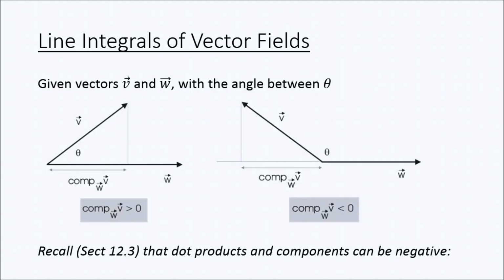Now, before we get any further, I want to recap. Going back to section 12.3, remember, our dot products can be negative. So you may calculate the work done and end up with a negative value as your answer. Because remember, if we have an acute angle between two vectors, and I'm using vectors v and w here, if that angle is acute, my component is positive. However, if the angle between v and w is obtuse, then my component is going to be negative, because my component is going to lie in the opposite direction of the vector I'm computing the component along.